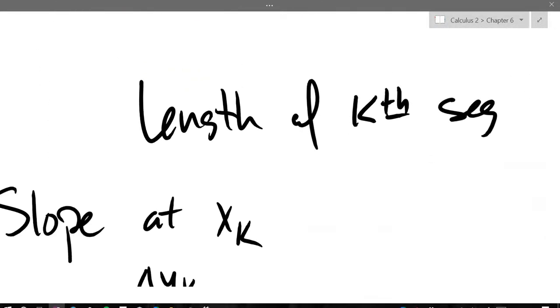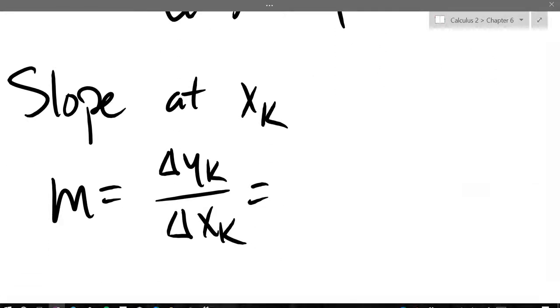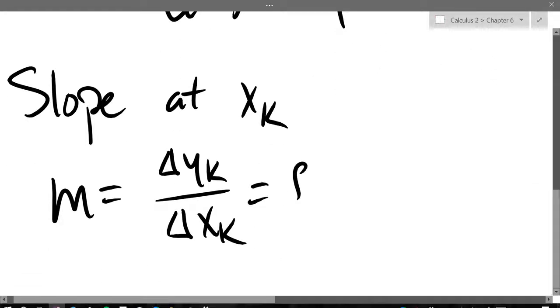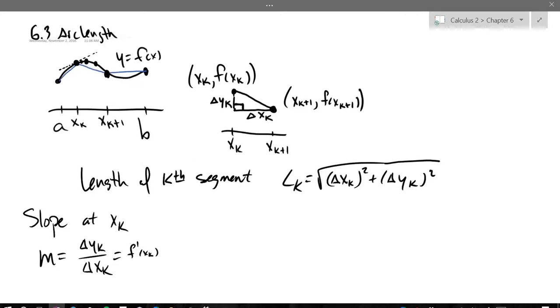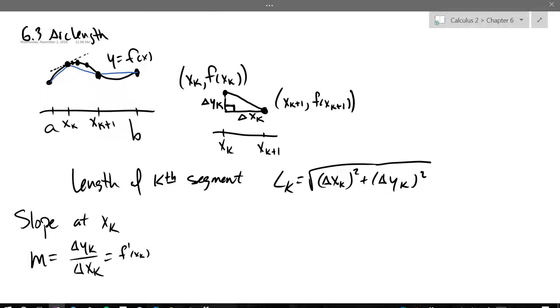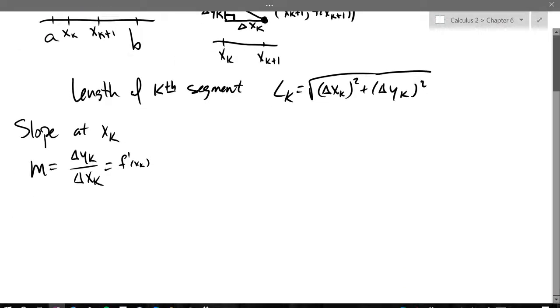So our slope at xk, right here, if I use calculus, is going to be f prime of xk. That's going to be the slope of the curve at that x value. This gets into just calculus 1 concepts. What is slope? It's basically the derivative evaluated at the point. So that gives me the slope of that tangent line, which is pretty close to delta yk over delta xk.